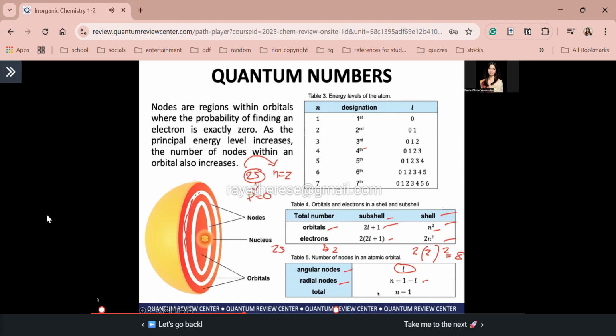And the total number of nodes is n minus 1. So that's just angular plus radial nodes. Okay? For example, we want to get the number of angular nodes for a 3D orbital. Since angular nodes is equal to L, then let's find the L of 3D. For D, L is equal to, yes, it's 2. So there are 2 angular nodes.